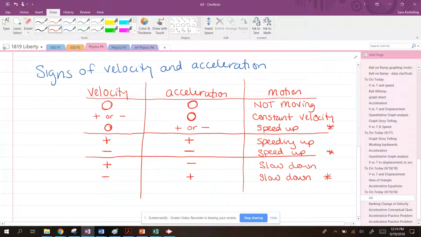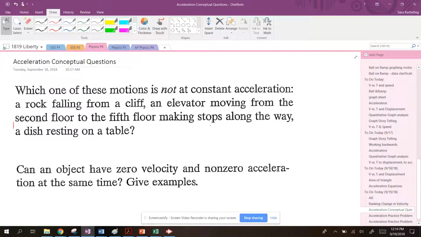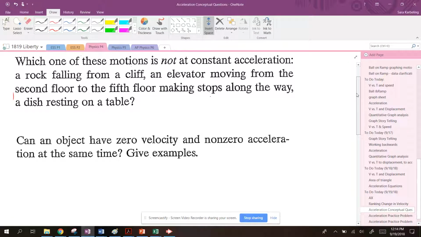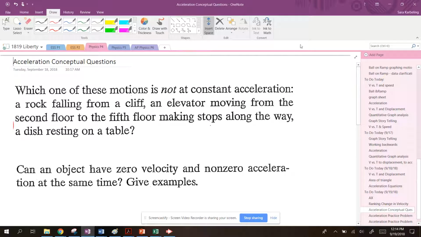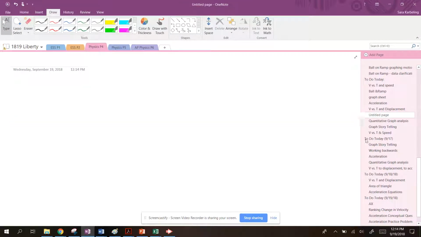Okay. I want you to use this chart. I'm going to give you some problems to look at here, some conceptual questions. There are 3 of them. I'm going to give you, let's see, so I can fit all of them on the page. No, I lied. I'm going to do one. Can I fit that 3rd one? There's a 3rd one, isn't there?